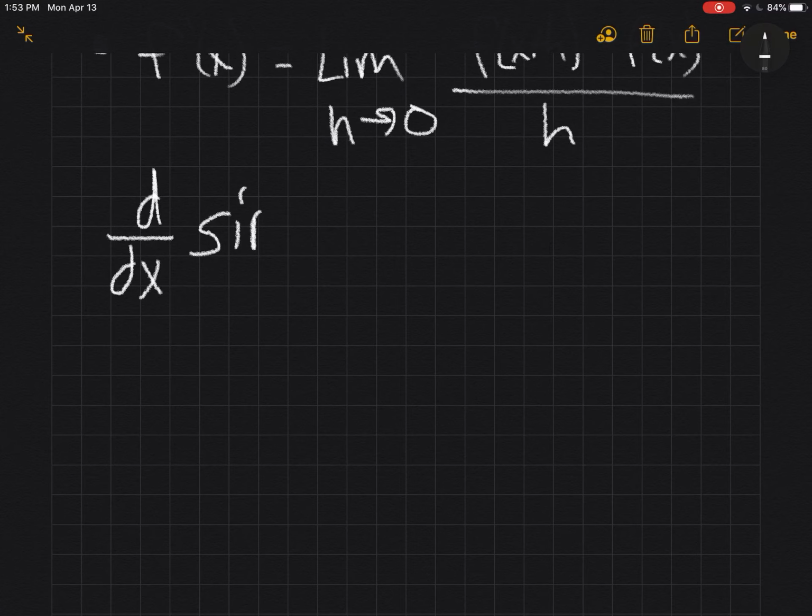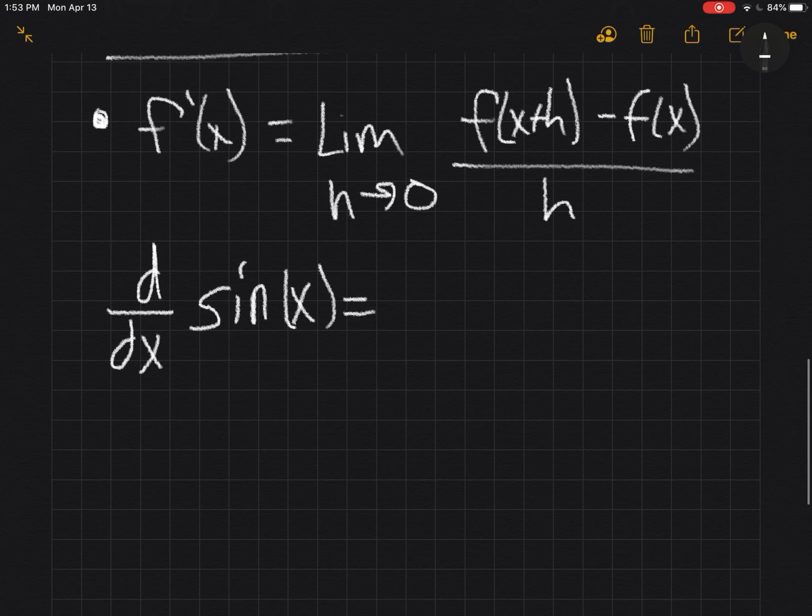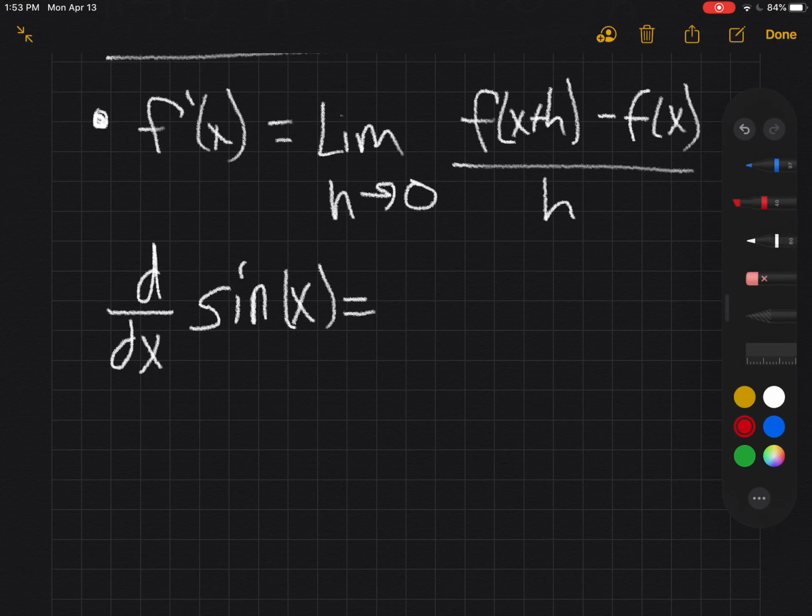And we are ready to go. So this is a fun, straightforward proof. I'm going to start off by applying the definition. So I'm going to say, look, we have the derivative with respect to x of our function sine of x.